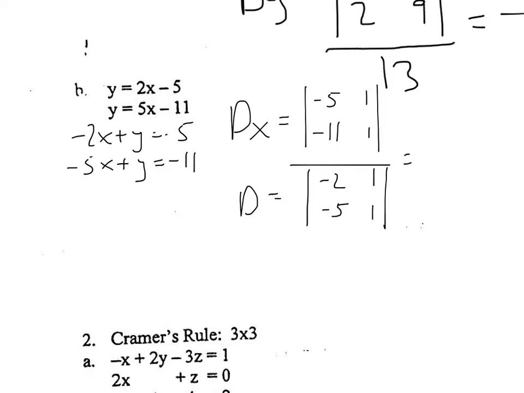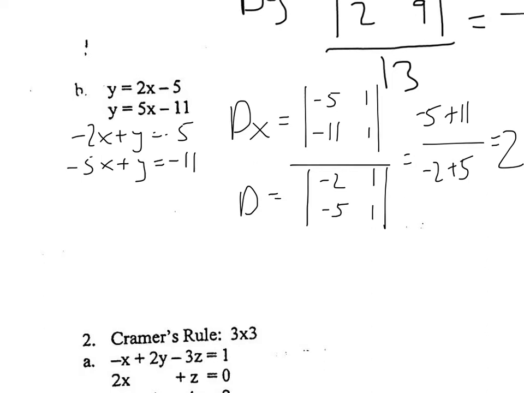And then I cross multiply. So -5 minus -11 over -2 minus -5. So I have 6 over 3. My x value is 2.